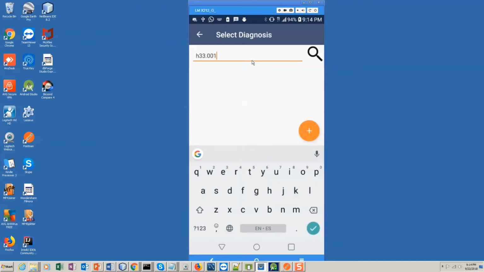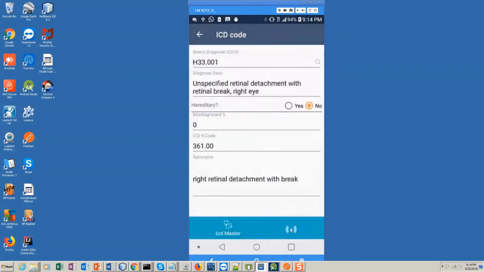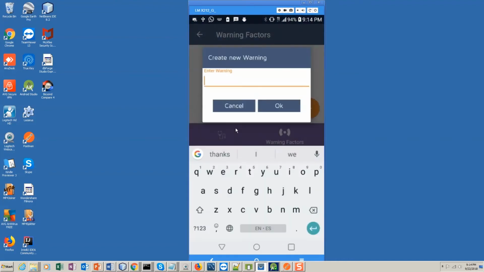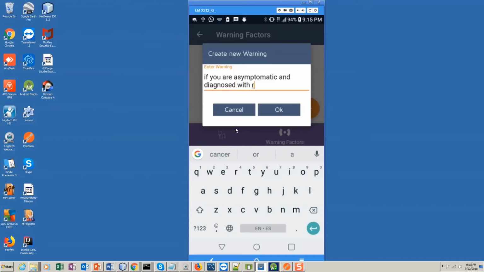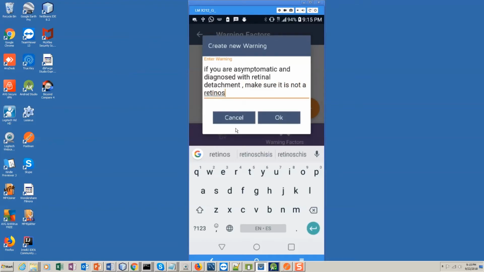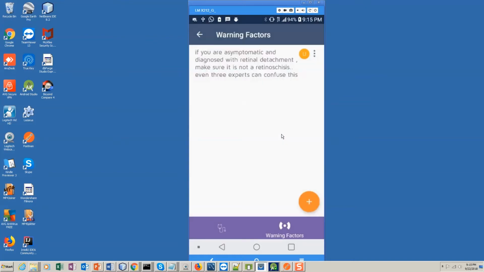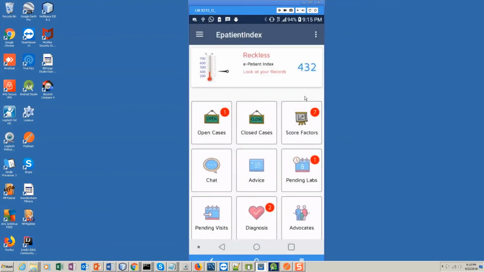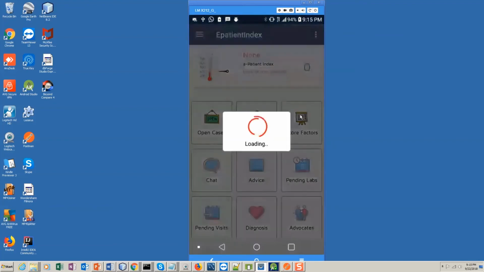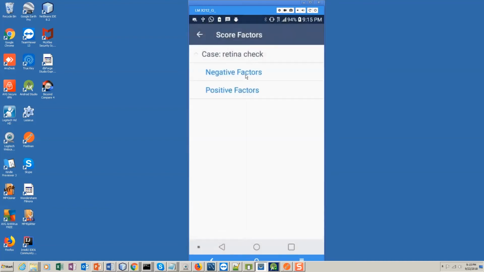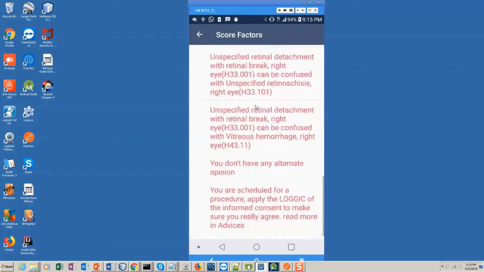So he comes to the warning admin, finds the disease retinal detachment, and goes to the warning factors and starts writing a warning for other patients. And he creates a warning, and then when you see the score factor for a patient who has that diagnosis, you will see the warning that another patient provided.